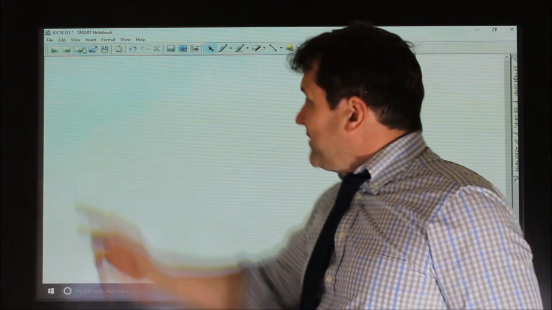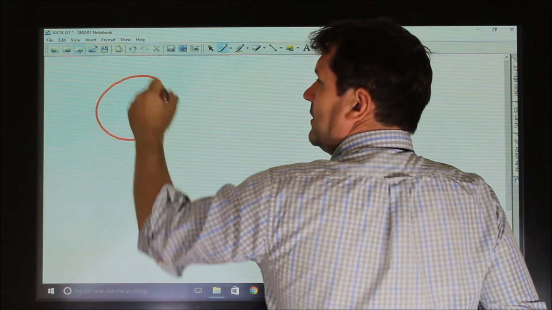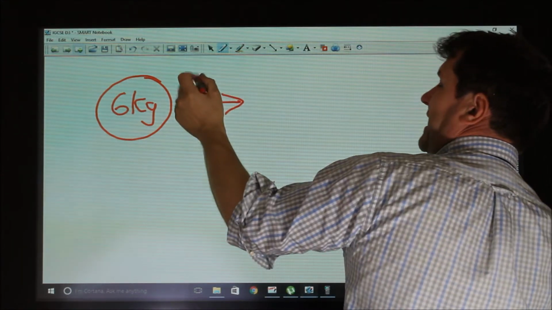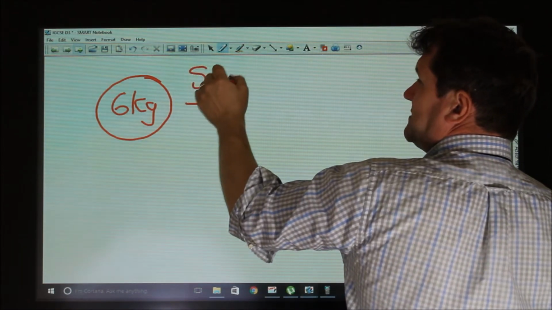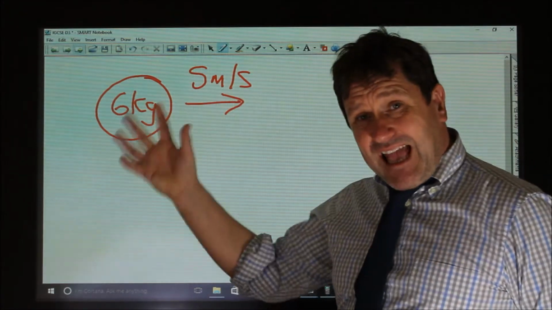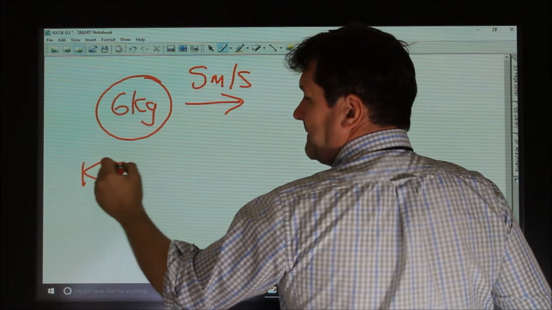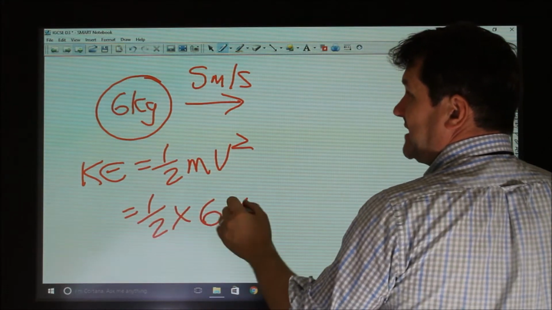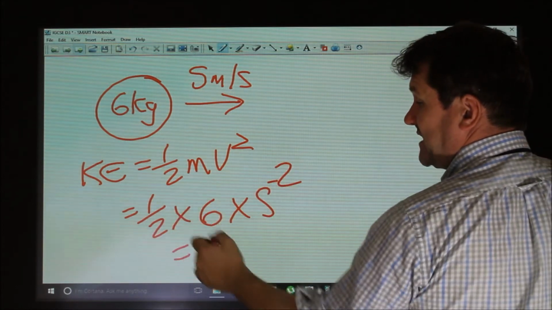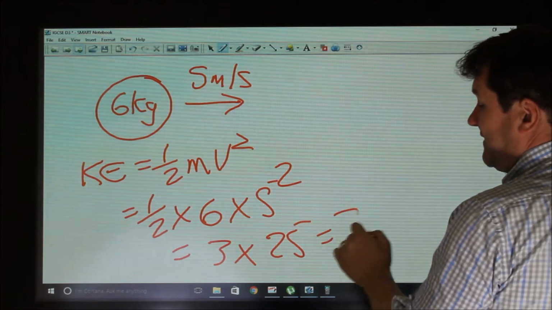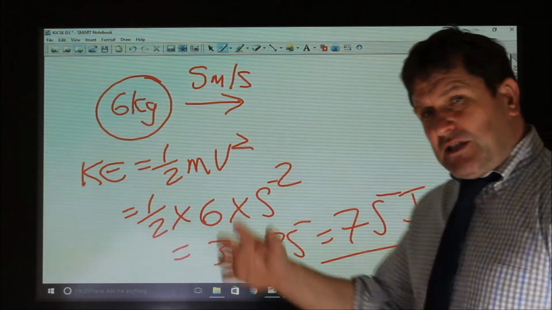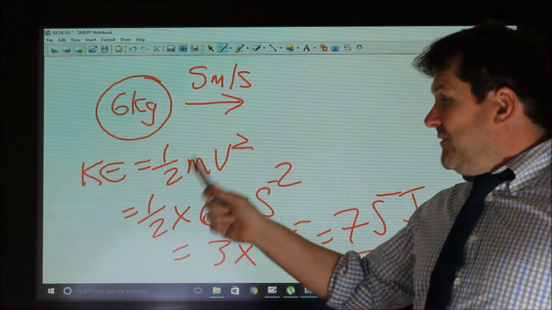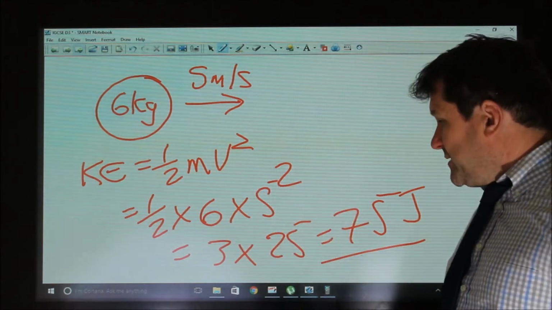So, for example, if we think about a 6 kilogram ball, and if a 6 kilogram ball is moving at say 5 meters per second, then it has kinetic energy. So we would say its kinetic energy equals 1/2 mv squared, which is 1/2 times 6 times 5 squared, which is 1/2 of 6 is 3, 5 squared is 25, is 75 joules. So the kinetic energy of an object is mv squared divided by 2, 1/2 of its mass times its speed squared.